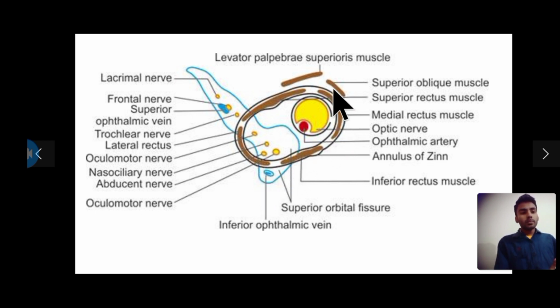And what is this annulus of Zinn basically? So the annulus of Zinn is a fibrous ring, and it is the place from where all the recti muscles originate. So from here it is the lateral rectus muscle, the superior rectus muscle, the inferior rectus muscle, and this is the medial rectus muscle.